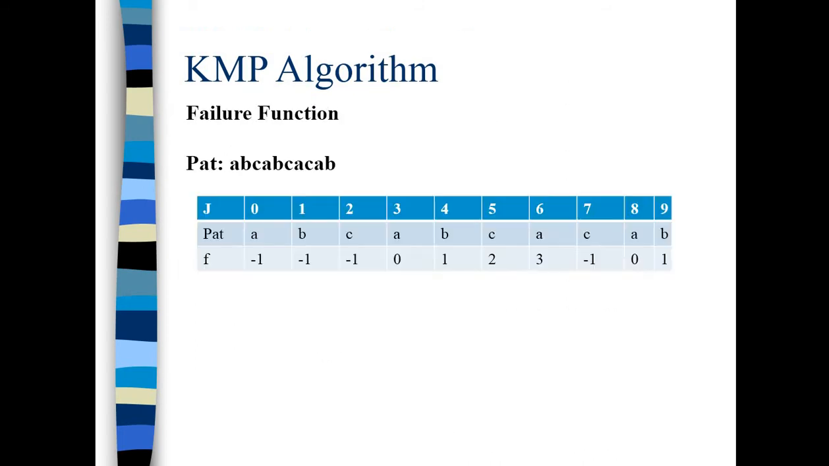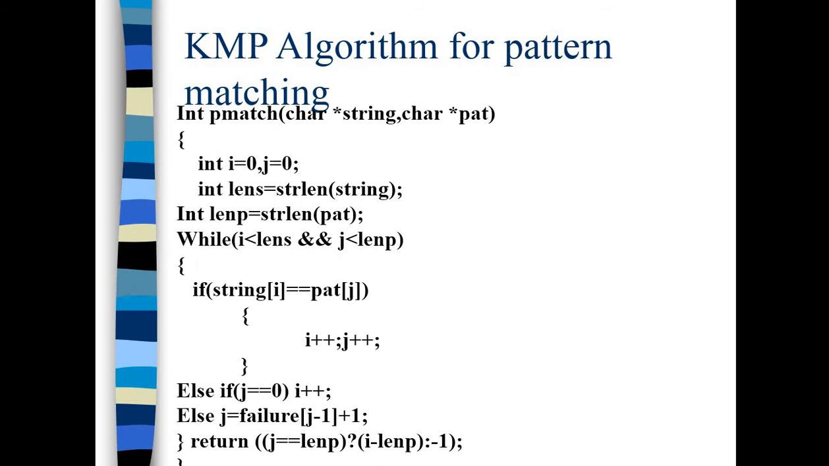So this is the way we will use the failure function. Now we will see how the pattern match function works with the usage of failure values. The pattern match function will accept two arguments: the first one is the string, the second one is the pattern. I and j values we are initializing to 0. The length of the string is whatever the string length is, and the length of the pattern is how many characters are in the pattern. Until we reach the end of the string or the end of the pattern, we will be incrementing the I and j values.